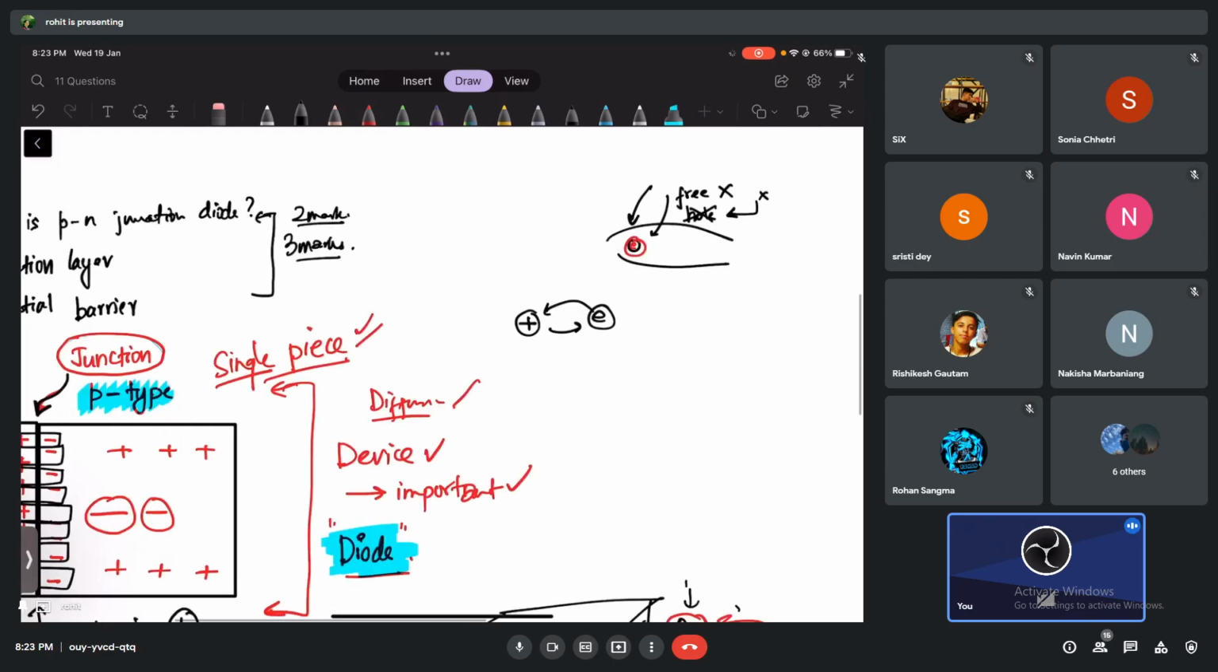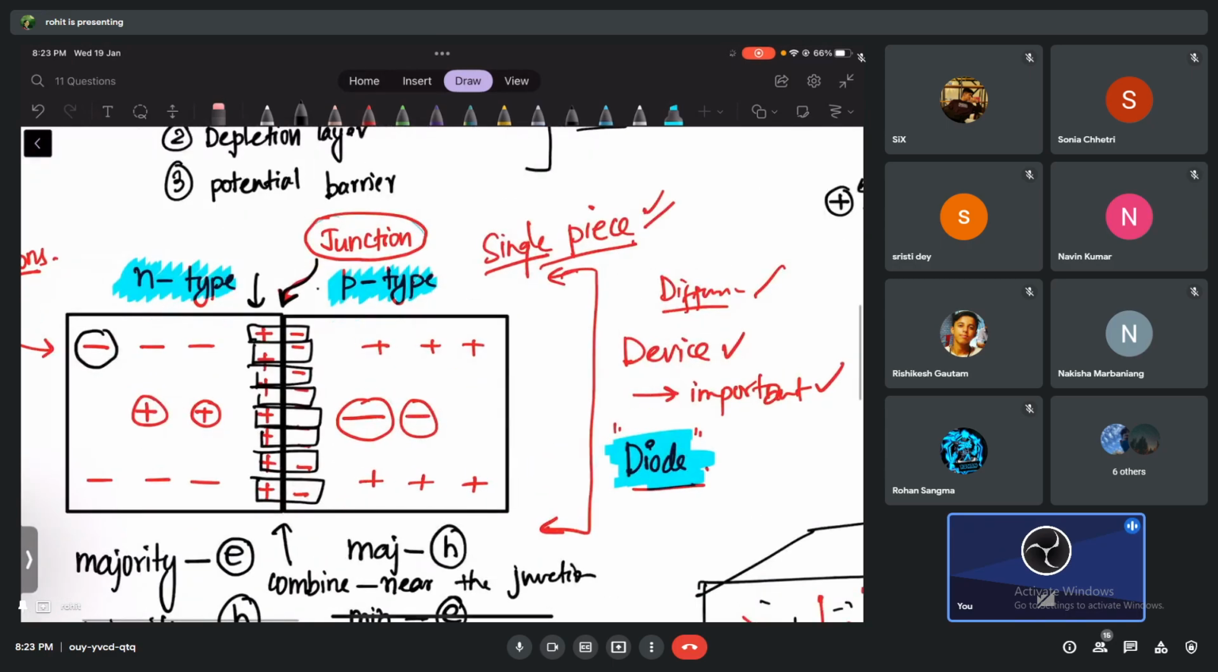So now you tell me, these charges which have combined near the junction, are they free charges or not free charges? Not free. They have crossed, but don't forget, they have really crossed. One side becomes positive, you can see the n side. Let me show you that all this has become positive. The n side has become positive because of diffusion, and the p side has become negative because of diffusion, okay.